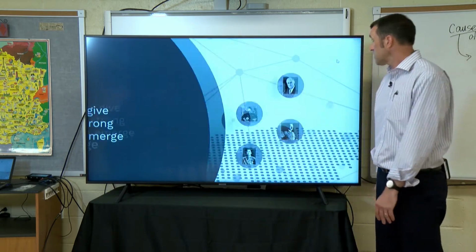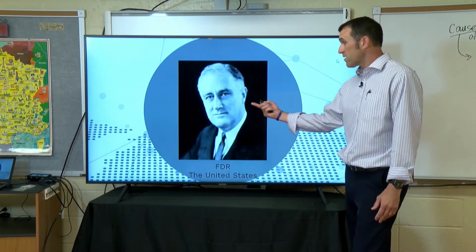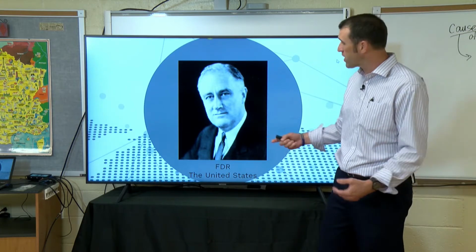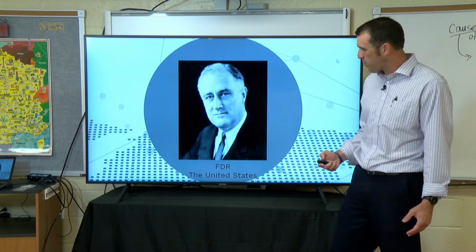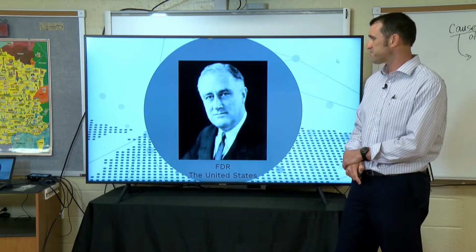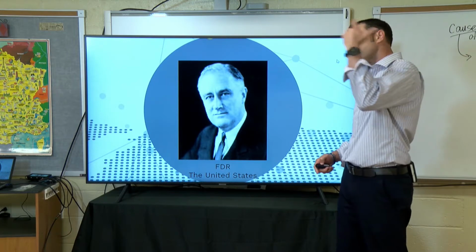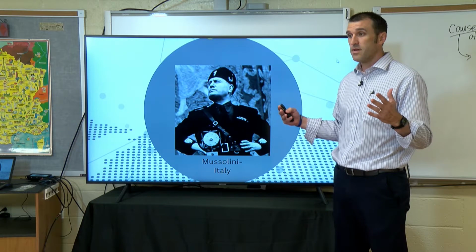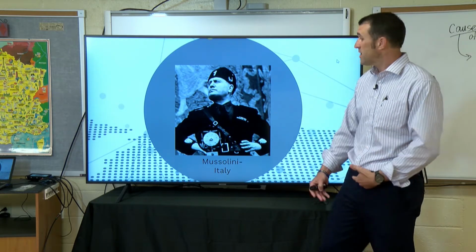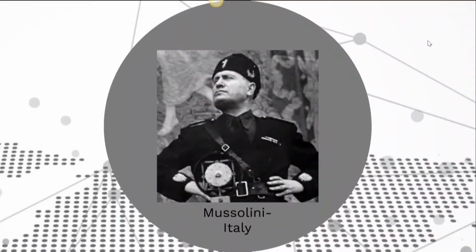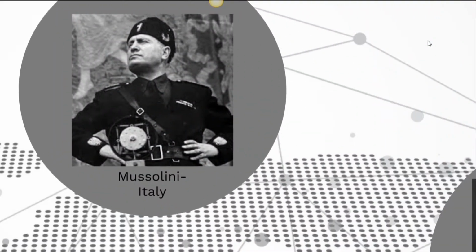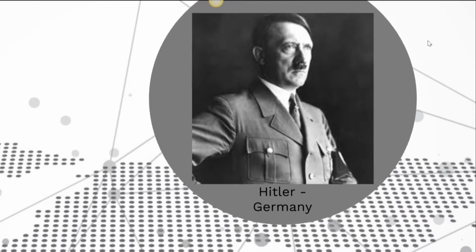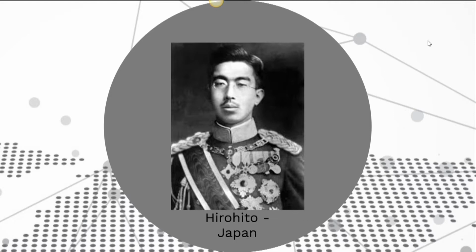And sometimes like in the United States, with the example of Franklin Delano Roosevelt, FDR, these were good leaders, did really good things, instituted some of his New Deal policies that got the country moving in the right direction. Unfortunately, sometimes when things hit, it gives rise to these strong leaders that aren't necessarily really good guys, like Benito Mussolini in Italy, or Adolf Hitler in Germany, or Emperor Hirohito of Japan.